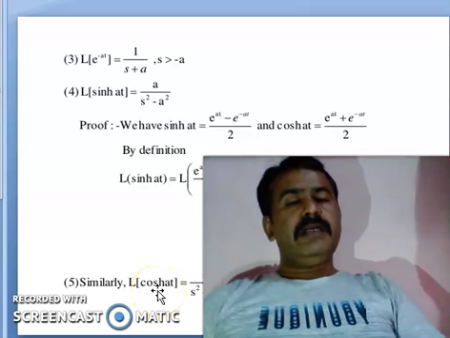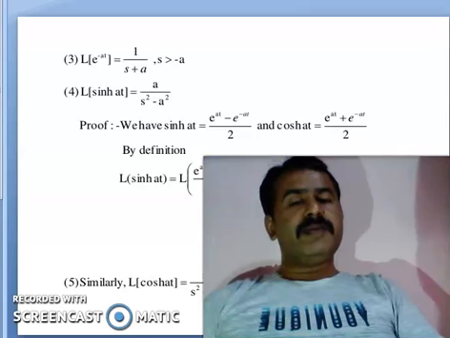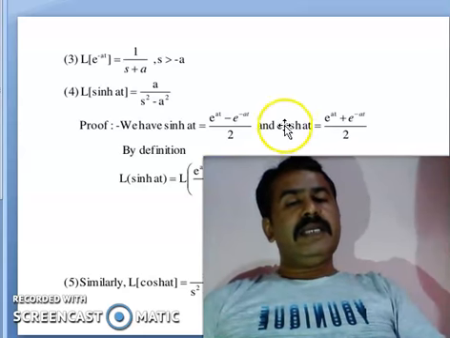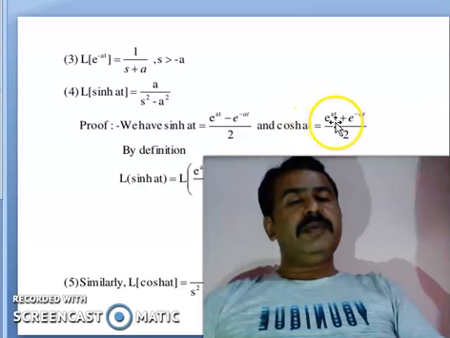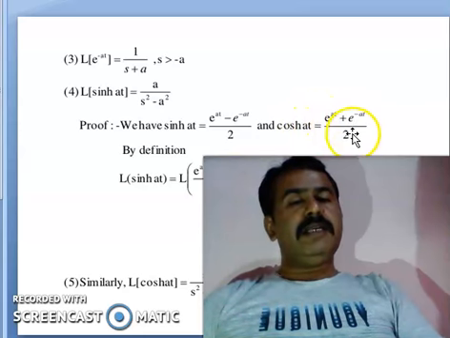Similarly, we can prove that the Laplace of cos hyperbolic at is s divided by s square minus a square, by the concept that cos hyperbolic at is e to the power at plus e to the power minus at divided by 2.